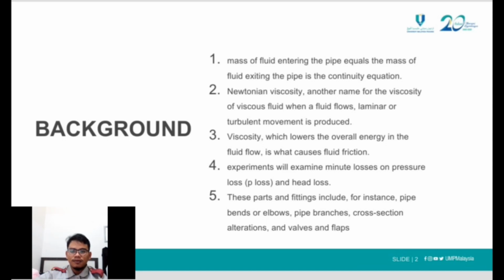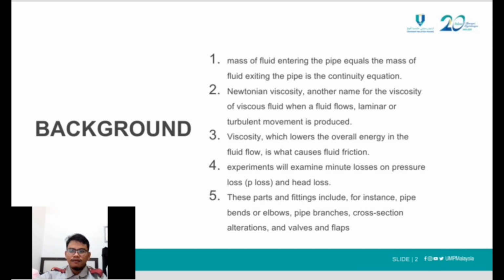Then we have Newtonian viscosity, which has another name, that is the viscosity of a viscous fluid. When fluid flows, laminar or turbulent movement is produced. And then we have what is called fluid friction, that is viscosity, which lowers the overall energy in the fluid flow. In this experiment, we'll be examining the pressure loss and the head loss.